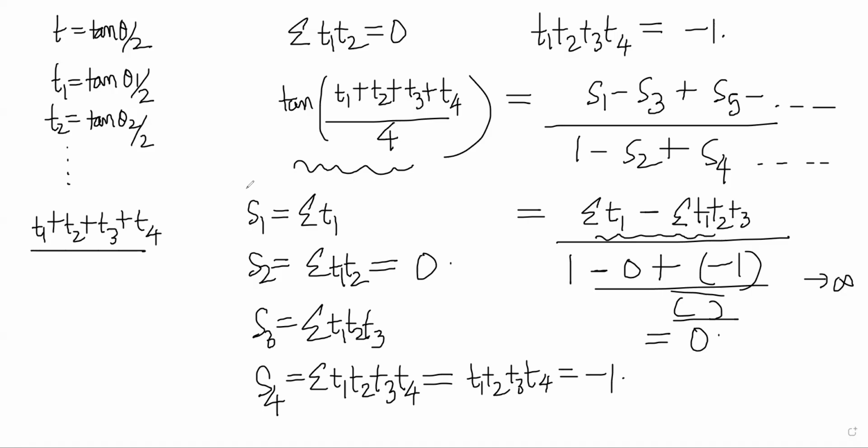T4 by, it is not a by 4, it is by 2, should be equal to n pi plus pi by 2, right? That is the solution for tan. And that means if you multiply by 2 on both sides, you get T1 plus T2 plus T3 plus T4 should be equal to, okay, I am making a mistake here.